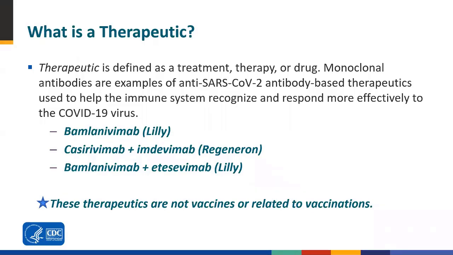Therapeutics are defined as a treatment, therapy, or drug. The therapeutics in this pathway are monoclonal antibody therapies that may be administered as a treatment for individuals with COVID-19. Please note, the therapeutics in this pathway are not vaccines, nor are they related to vaccinations or vaccine status. The 3 therapeutics listed in the pathway currently are bamlanivimab, casirivimab plus imdivimab, which is Regeneron, and bamlanivimab plus etesevimab.